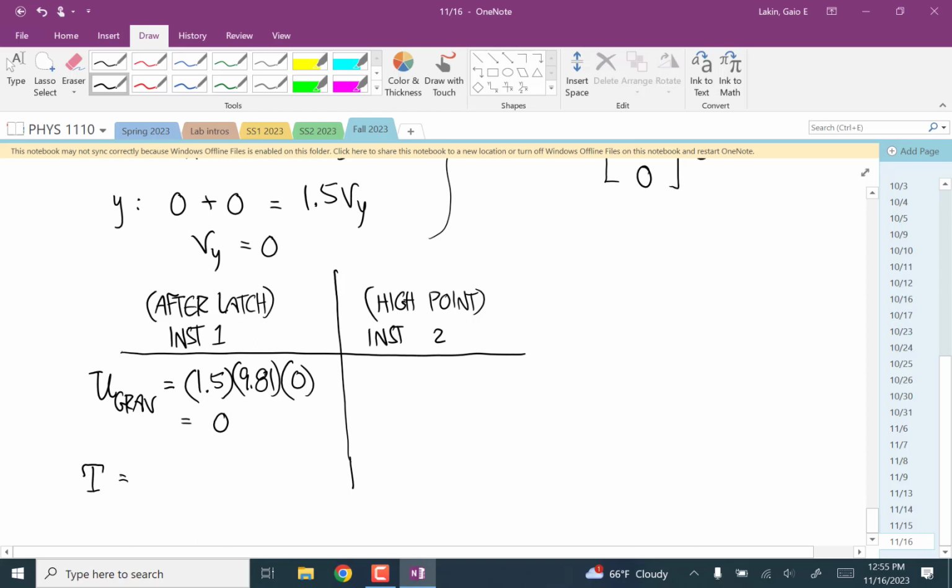For the kinetic energy, we get 1/2 times the mass, 1.5, times the speed squared, so 2.95 squared. And you get about 2.18 joules. Nope. 0.75. 6.53.